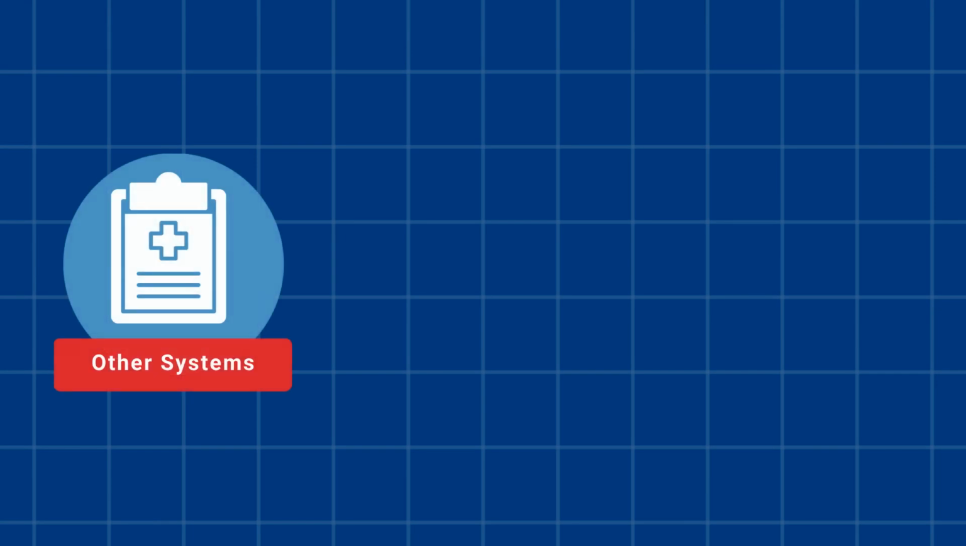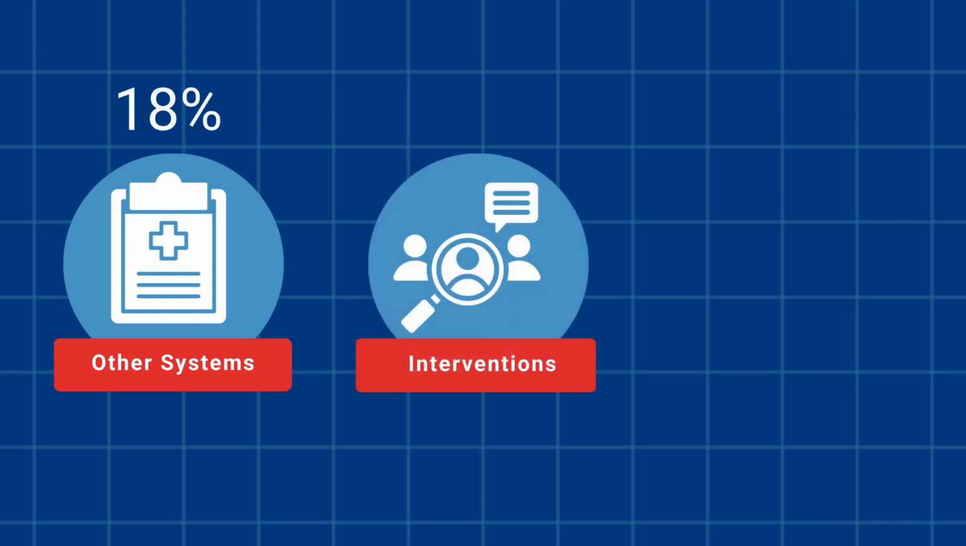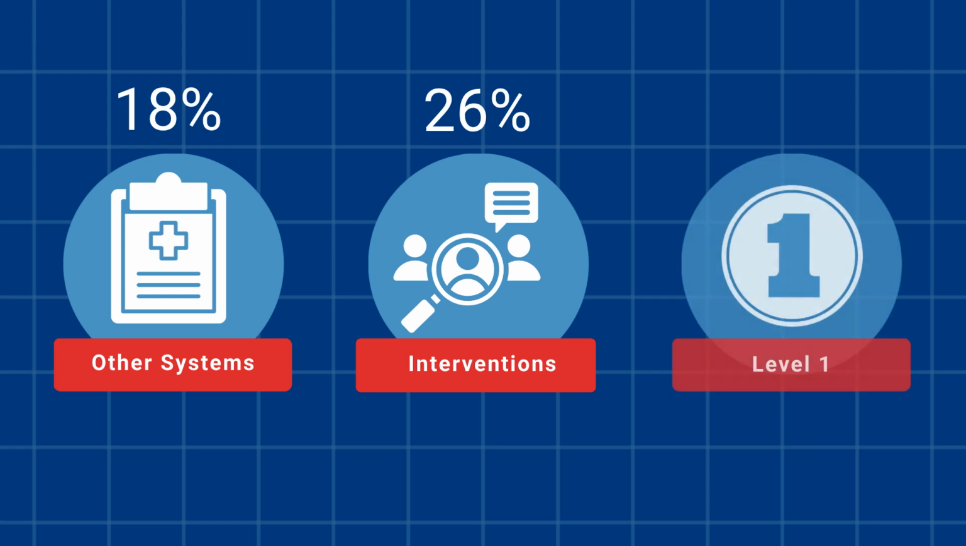This question is an other systems question which represents approximately 18% of all exam items. This question is an interventions question which represents approximately 26% of all exam items. This question is a level 1 question since the question requires students to possess basic, foundational, academic knowledge. Remediation of level 1 questions occurs through academic review of entry-level content using textbooks, review books, Basecamp, and flashcards.